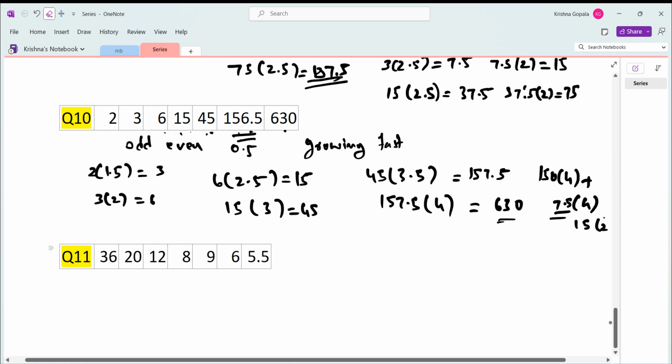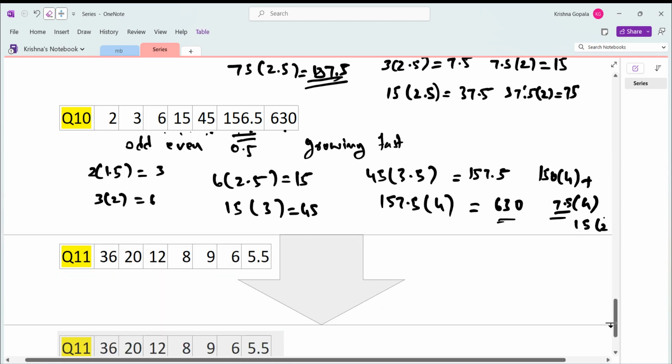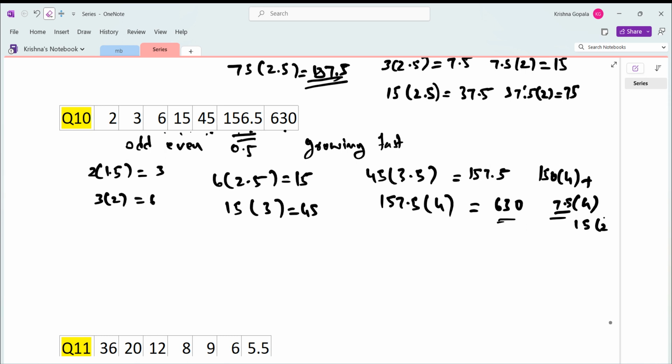Right. Now I'll tell you one trick here, which is very important, which is 45 into 3.5, which is this 157.5 that I had written. I'll tell you one trick which will help you in doing any kind of multiplication ending in 5. For example, 25 into 75 or 35 into 65, etc. Okay.